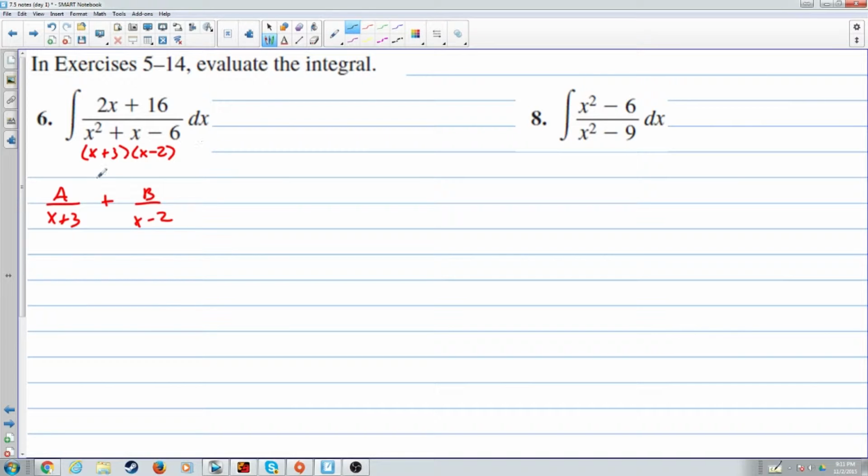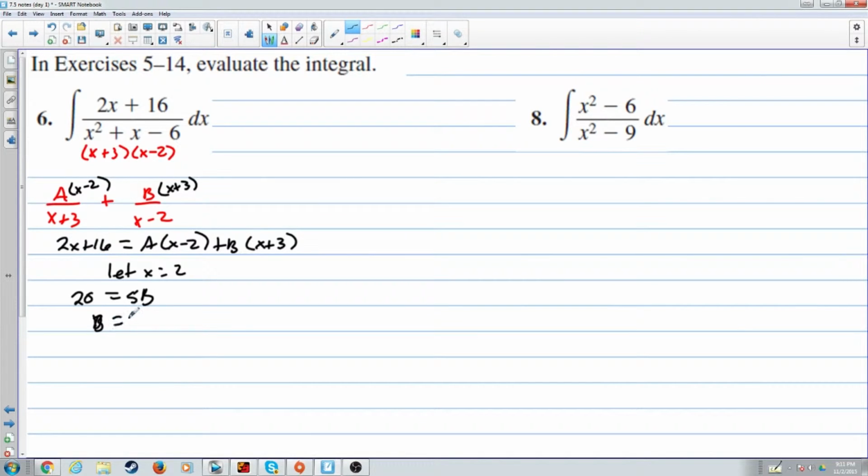And again, we're going to get common denominator, so let's multiply this by x minus 2 and this by x plus 3 on the top and the bottom. We have 2x plus 16 is equal to a times x minus 2 plus b times x plus 3. So we're going to let x equals 2. We get 4 plus 16, that's 20, and we have 5b. So b ends up being 4.